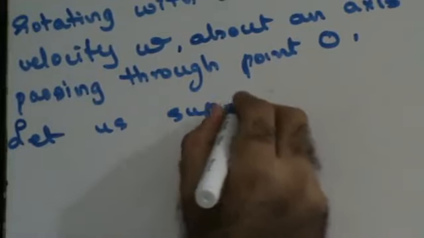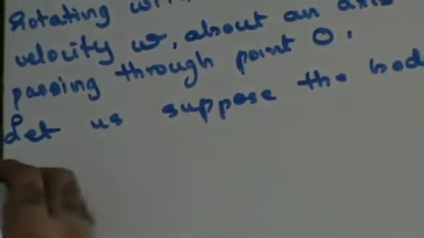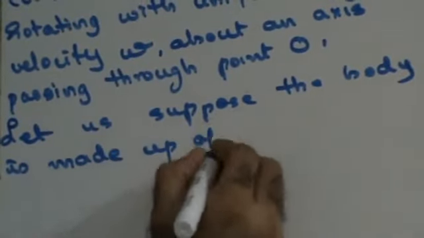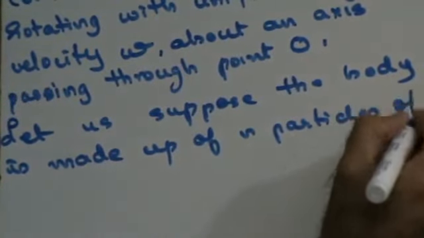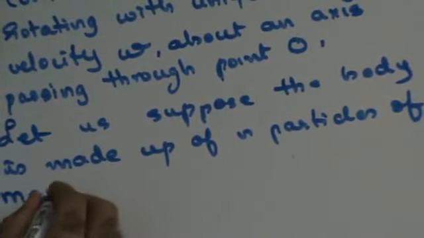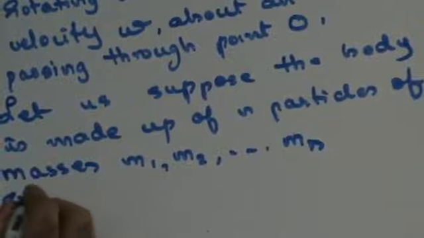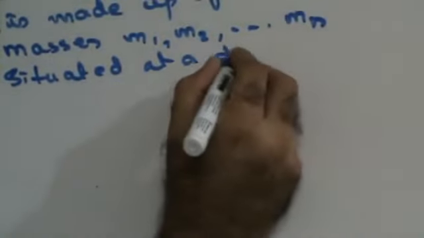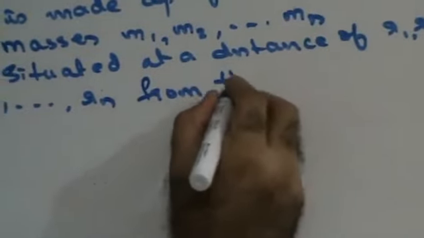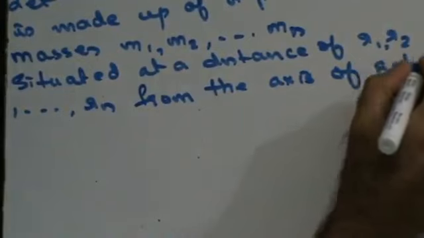Now, let us suppose that the body is made up of n particles of masses m1, m2 up till mn situated at a distance of r1, r2 up till rn from the axis of rotation. Right? Now, we will just take one point mass.